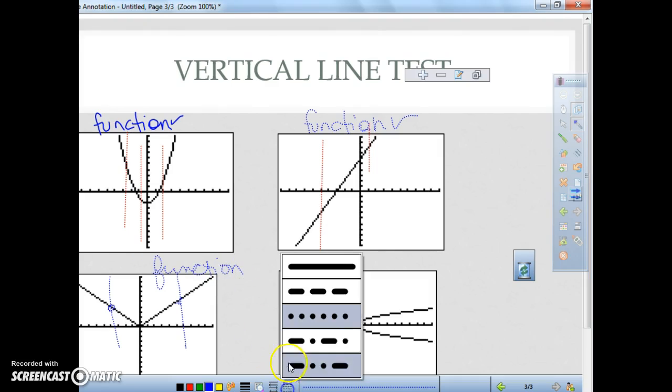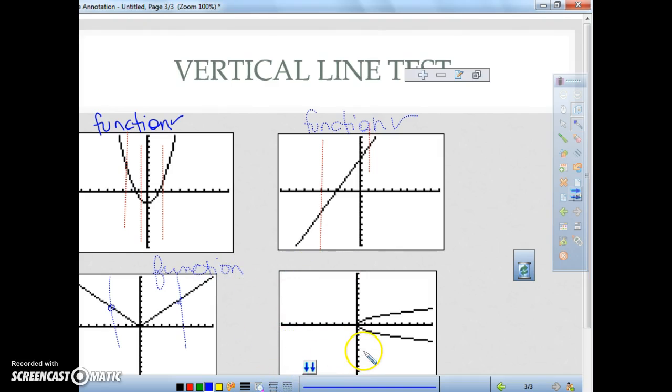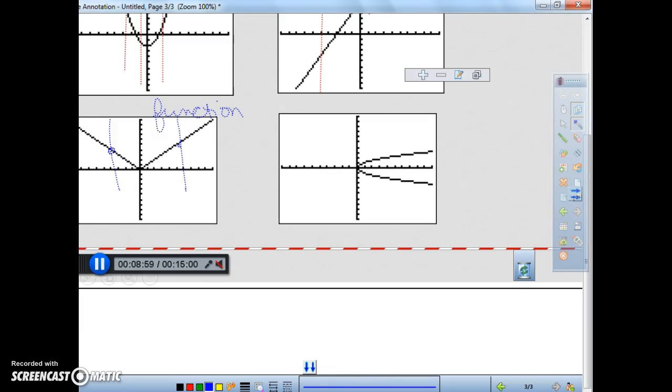Why is that writing so weird? Okay. How about the last one? It's not a function. Because if we were to drop it here, it hits it in 2 places, and that's not allowed. And what that says here is that, let's see, 1, 2, 3, 4, 5.